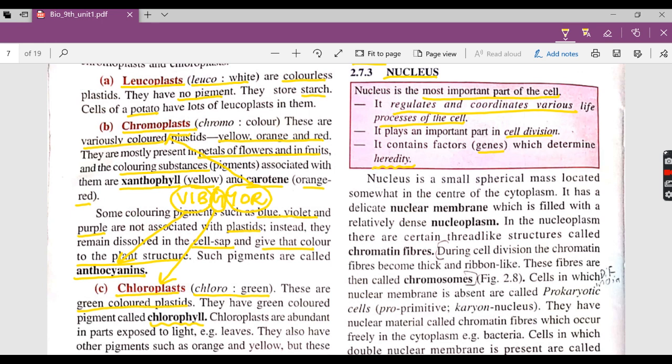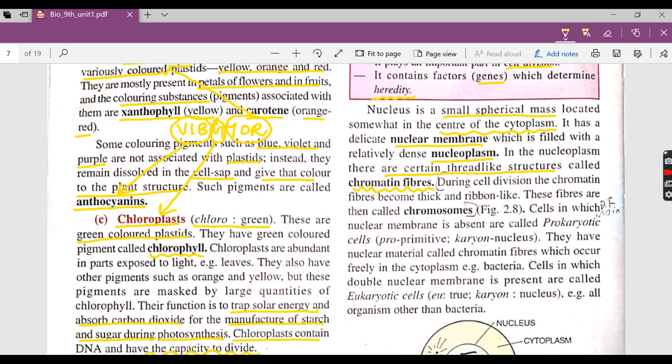It basically means that nucleus is a small spherical mass which is located somewhat in the center of the cytoplasm. It has a very delicate nuclear membrane and it is filled with a nucleoplasm. If you recall, nucleoplasm is non-living in nature. Besides that, it is like cytoplasm but relatively denser. Within the nucleoplasm are certain thread-like structures which are called chromatin fibers. When cell division takes place, the chromatin fibers become thick and ribbon-like, and then they are called chromosomes.